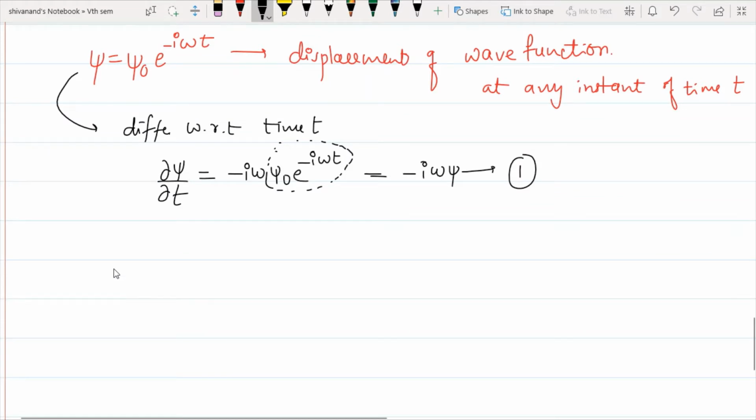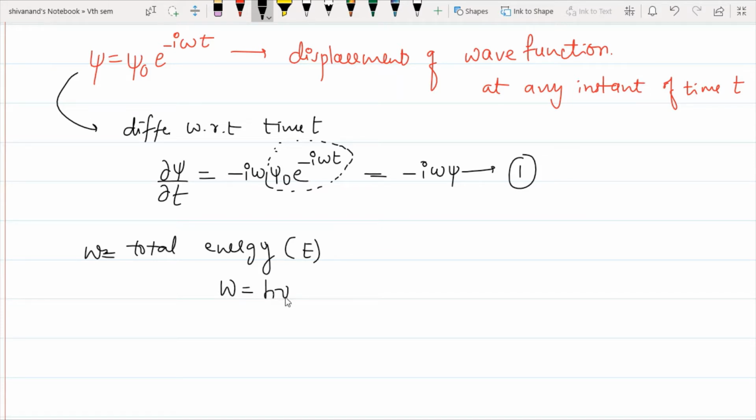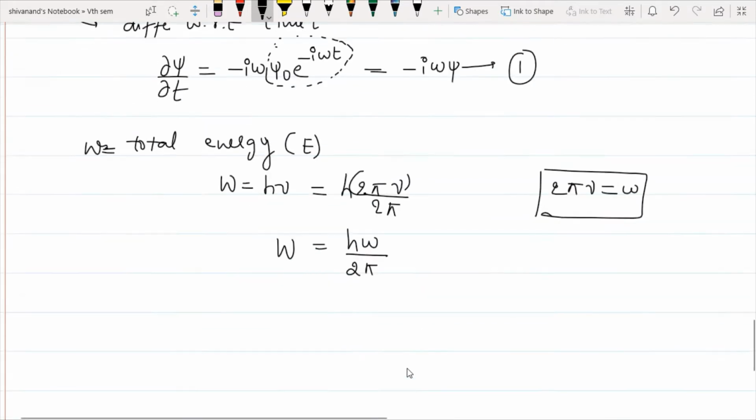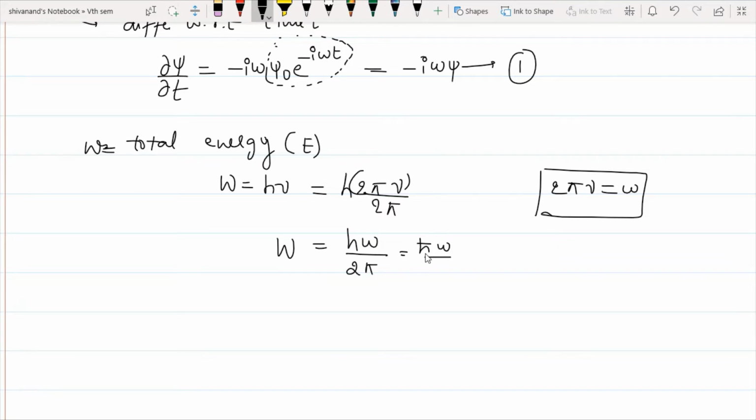Then we have the total energy of a particle moving in wave motion, W, which we also call E. Now this W can be written as h nu, where nu is the frequency. Multiplying and dividing by 2 pi, 2 pi nu is the angular frequency omega, so the total energy W becomes h omega by 2 pi, which can be written in terms of h cut as h cut omega.